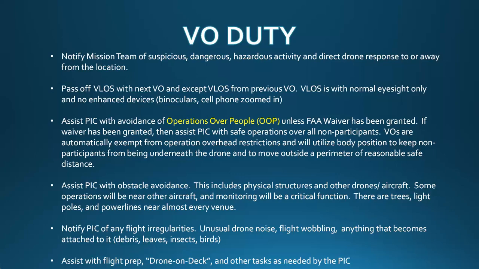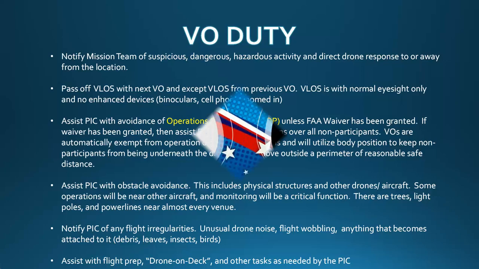And then, last but not least, assist with the flight prep. You could use a drone on deck policy where you're getting one ready, turned off, for the remote pilot in command because they're unable to operate two drones at the same time without a waiver. And a drone is considered an operation when it's powered on. And you'll have various other tasks as needed by the remote pilot in command, and they should be briefed to you before the job begins, but they could also pop up as a need arises during the mission.